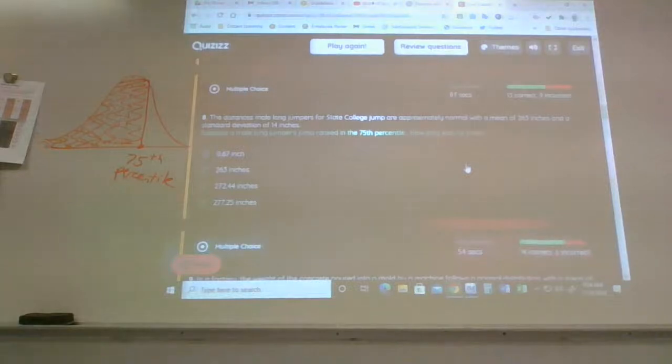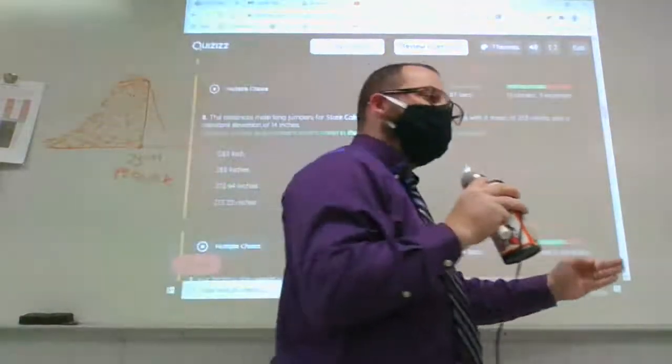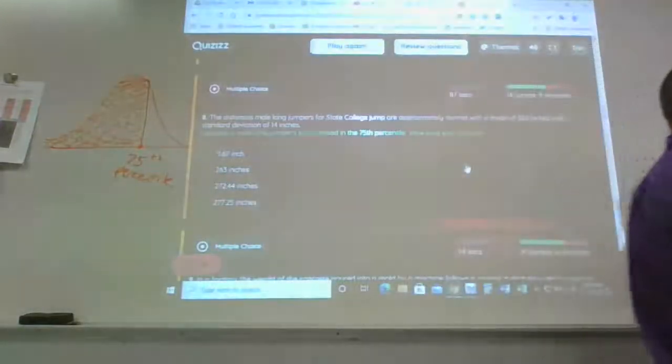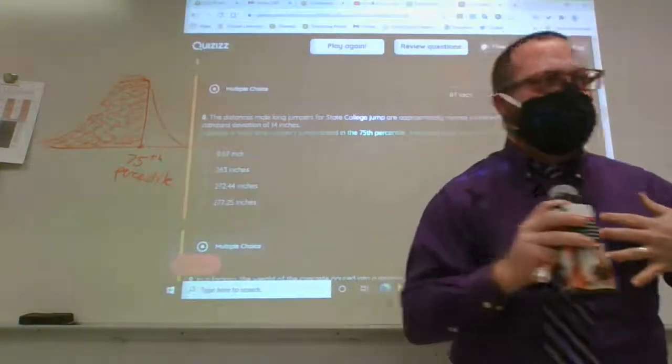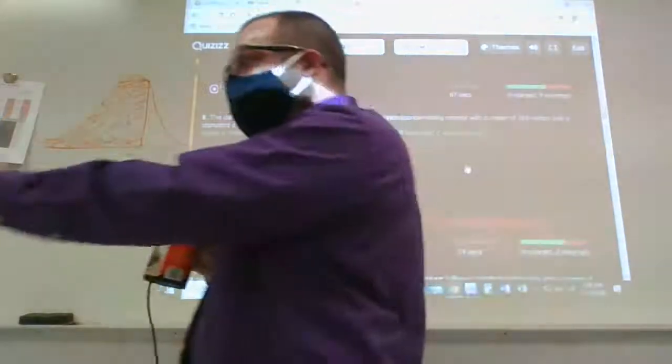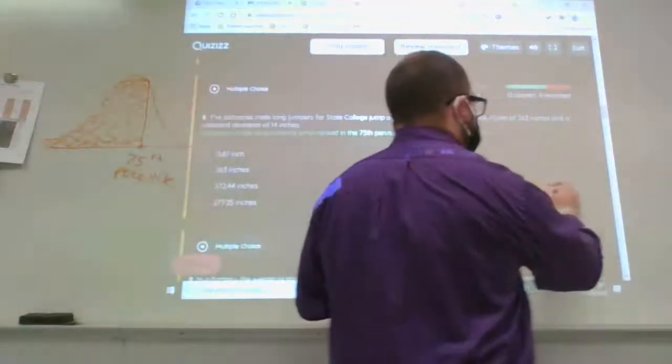Cool. Go back to inverse norm. Change it from left to right. Your calculators have that capability. Mine does not. The one that I have on my phone, the TI-83, doesn't have the capability of changing left, center, right. But if you change it to right, don't change anything else. Go down to paste and calculate. Tell me, what number did you get?